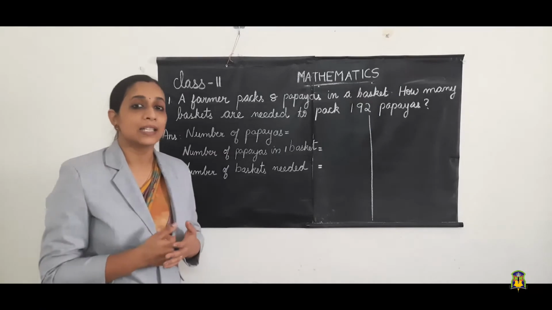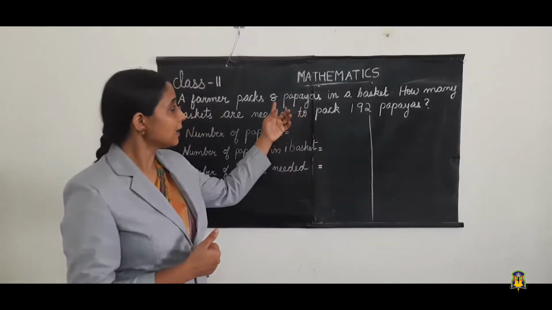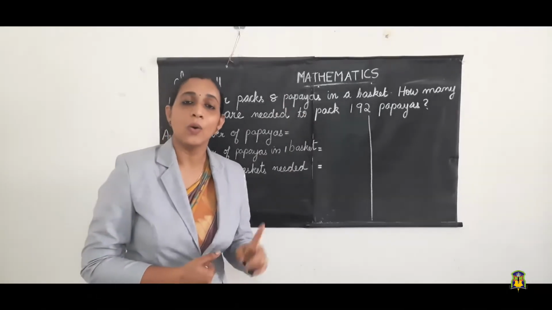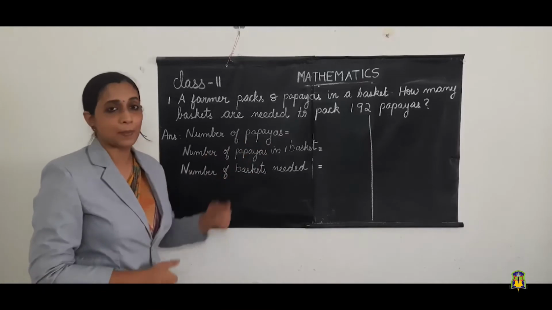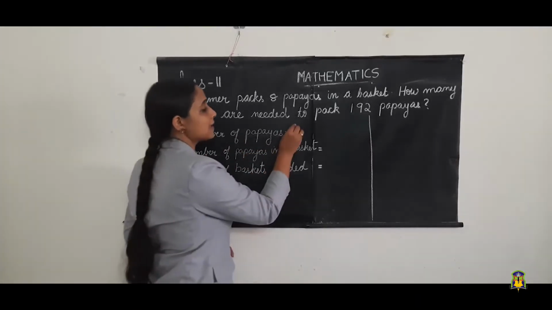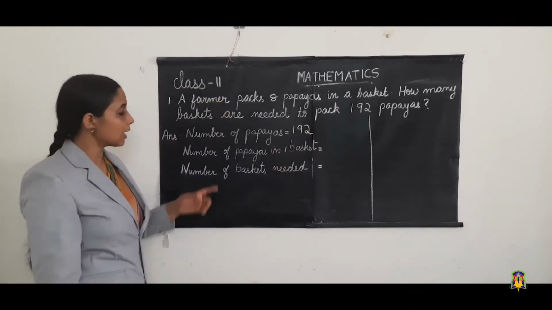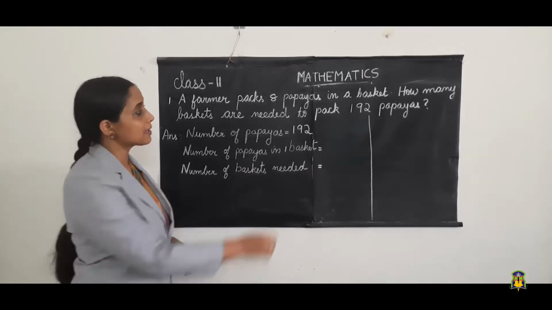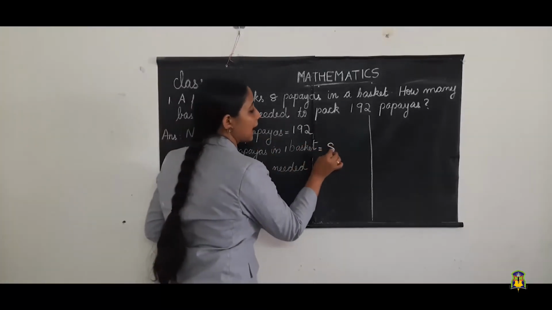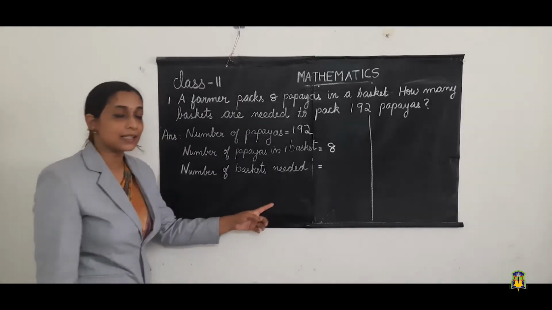We have to divide the total number of papayas by the number of papayas in one basket. Let us see what is the number of papayas here. The number of papayas is 192. How many papayas are there in one basket? There are 8.